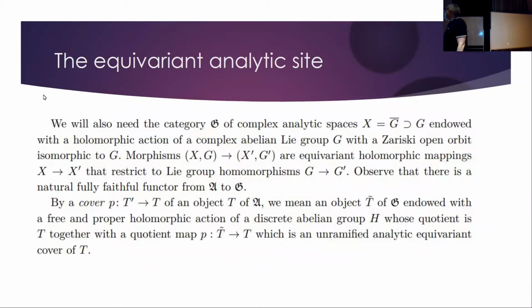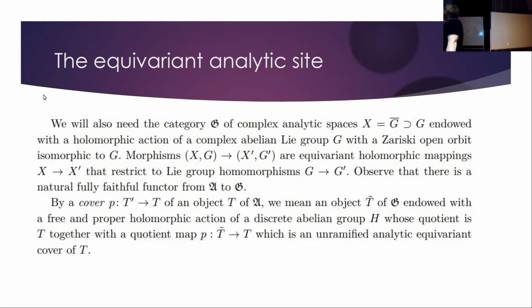And we also need the equivariant analytic site. They are complex analytic spaces endowed with a holomorphic action of a complex abelian Lie group G. You must think of C star, C star, C star, or copies of C: G is C^m cross (C star)^m. It doesn't need to be compact, of course. And the morphisms are equivariant holomorphic mappings. And then there is a natural fully faithful functor from here to here, of course.